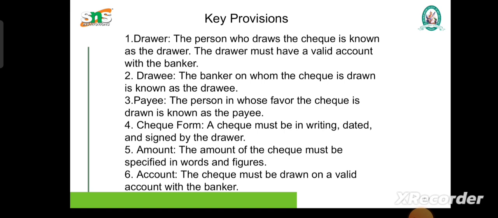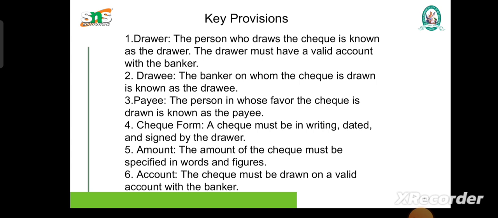Next one is key provisions. Let's see them one by one. First one is the drawer. Already we have seen that most of the time the drawer is the person who opens the account. The individual is called the drawer. The person who draws the check is known as the drawer. The drawer must have a valid account with the bank. Second one is the drawee. The banker on whom the check is drawn is known as the drawee. The receiving person is called the drawee.